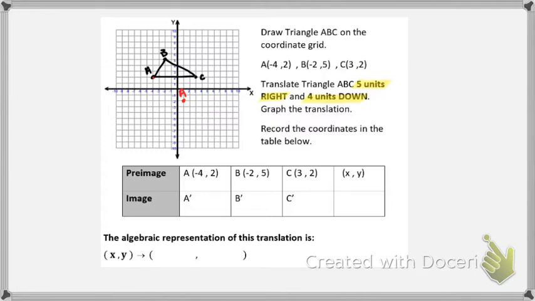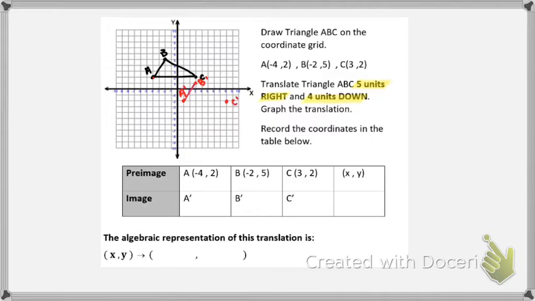I'm going to do the same thing for B. I'm going to go over to the right 5. So it's 1, 2, 3, 4, 5. And then down 4. 1, 2, 3, 4. It's right under that C. Okay, so here I'm going to put my B prime. I forgot the prime for the A. And then we're going to do the same thing for C. We're going to go over 5 units. 1, 2, 3, 4, 5. And then down 4. 1, 2, 3, 4. So right here at 8, -2. And that's going to be C prime.